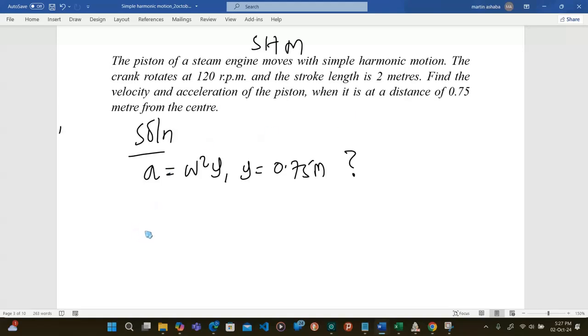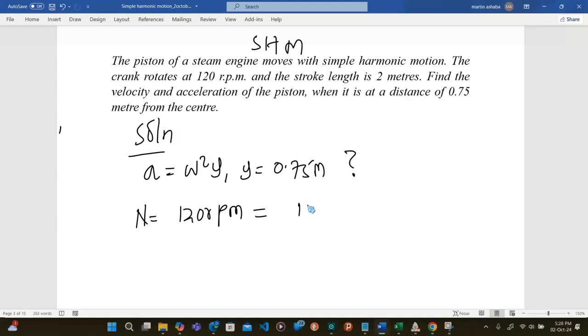So first of all, we are seeing that n, which is 120 rpm, we can take it in radians per second. We're going to look at it in radians per second, because that's the speed at which the crank is rotating.